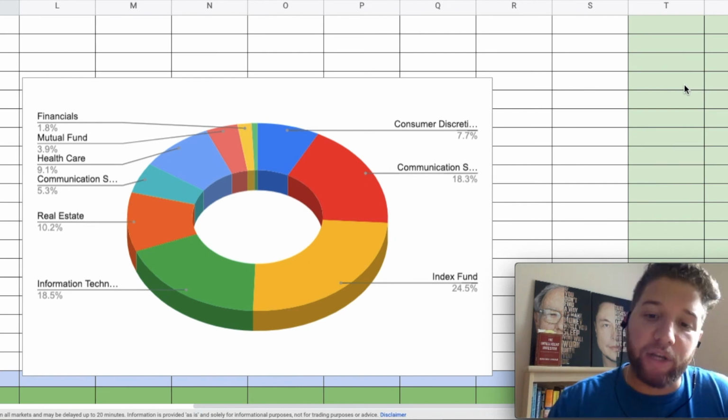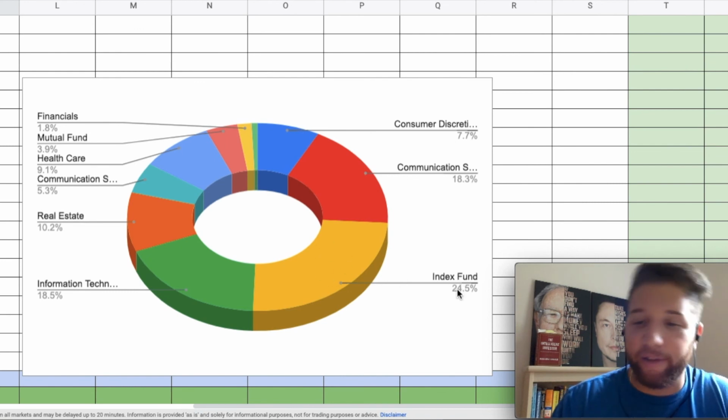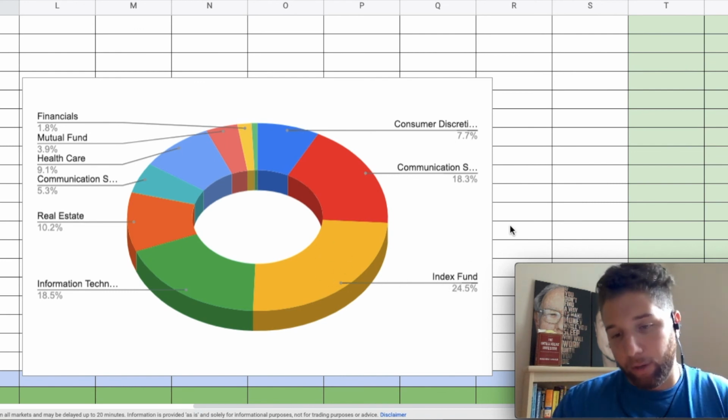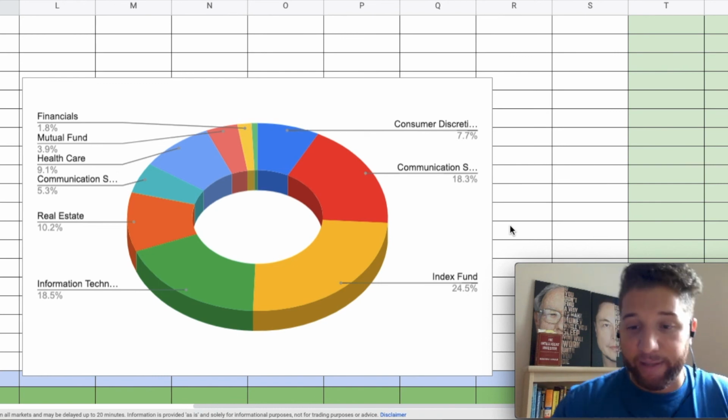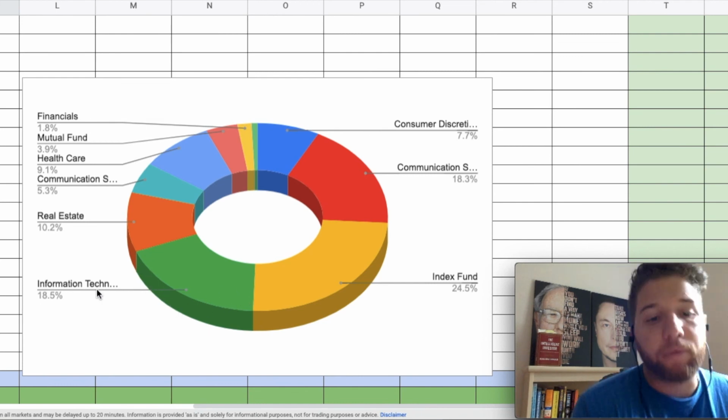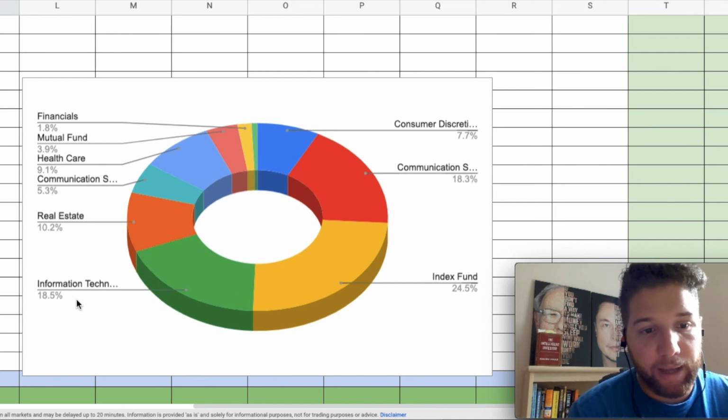Anywho, I digress. As you can see, I just classified the index funds separately because I was curious what percent they made up. Around 25% of my portfolio is in index funds, which I think that's great. Over the long term, I know that nothing beats the index fund, so I want to have good exposure to the total market. Then technology companies making up around 18.5% of my portfolio.